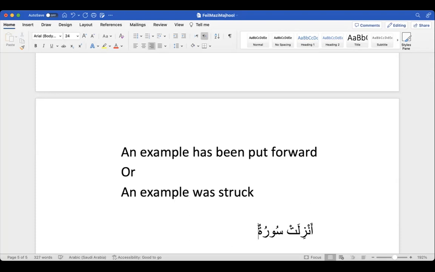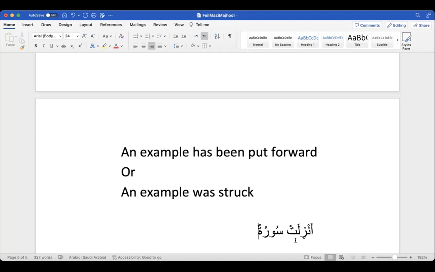Unzilat suratun. So what is unzilat? Unzilat is fail majhul. Which version? The hiya version. Is it fail mazi or muzari? Fail mazi, majhul. Can you tell me its malum version?